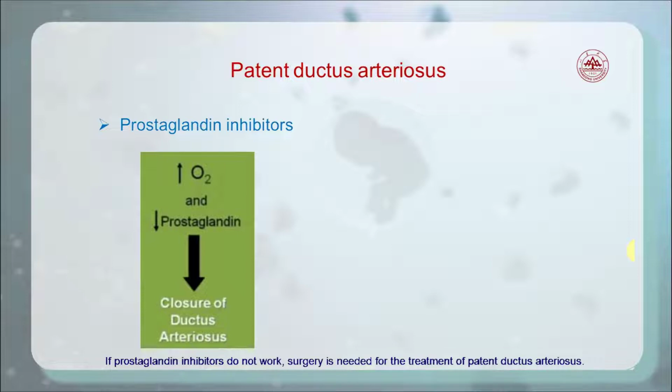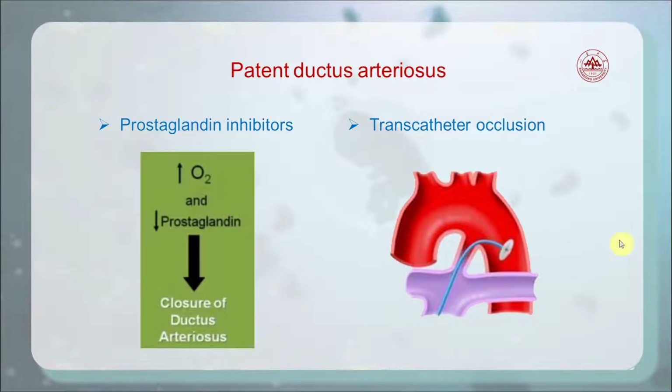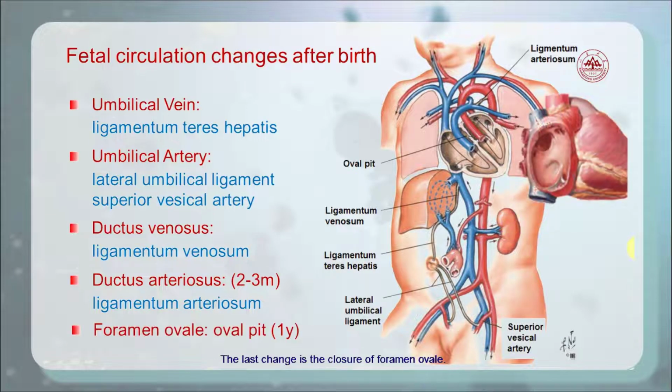If prostaglandin inhibitors don't work, surgery is needed for the treatment of the patent ductus arteriosus. Transcatheter technique is also used for the patent ductus arteriosus. The last change is the closure of the foramen ovale.